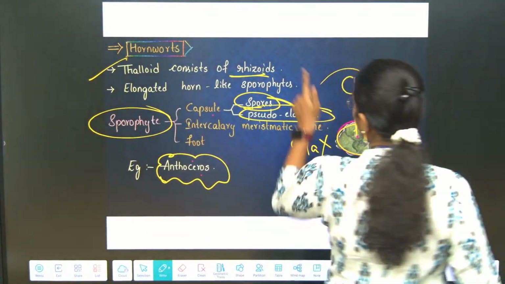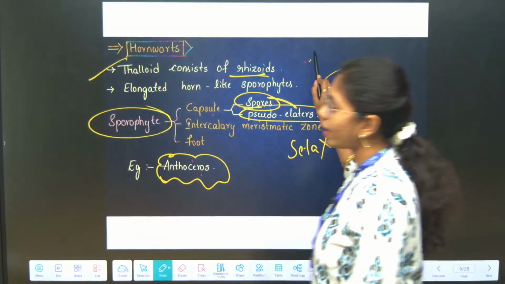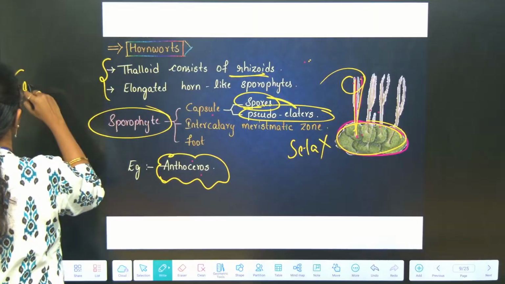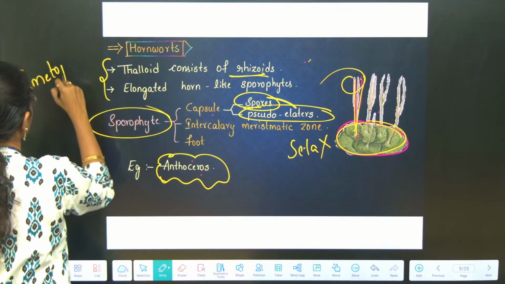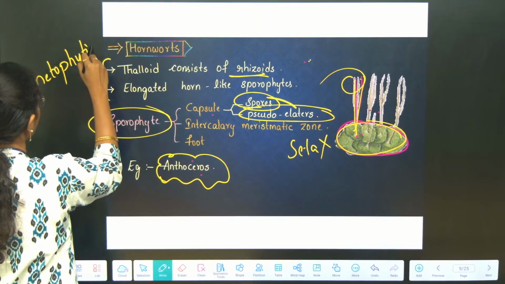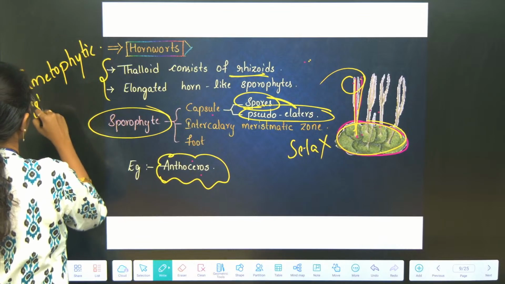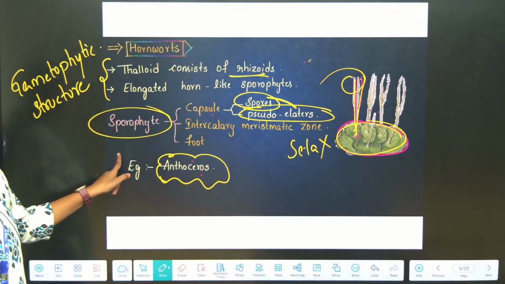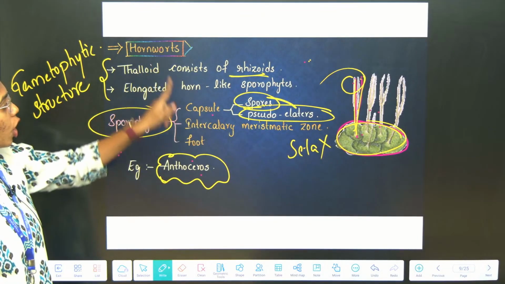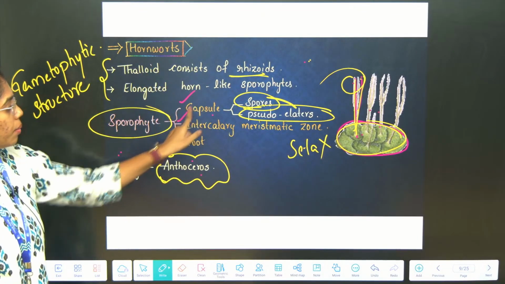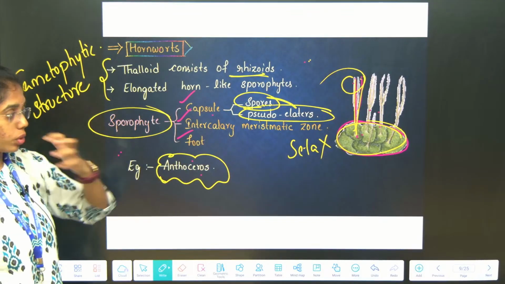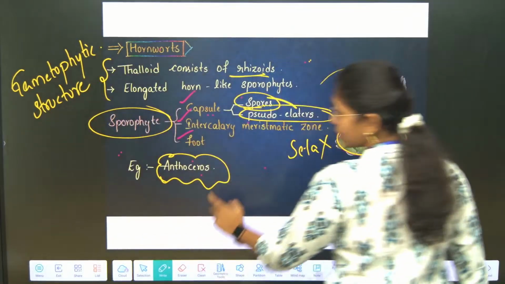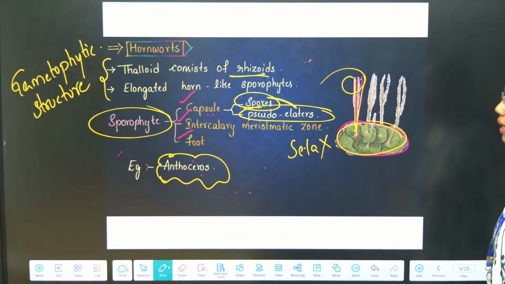Anthocerotopsida includes what? Hornworts. What is the gametophytic structure? This is the gametophytic structure. Over the gametophytic structure, the sporophytic structure will form. Sporophyte in hornworts will just have capsule, meristematic zone and foot. Seta is absent. Capsule again has spores and pseudoelaters. Example is Anthoceros. Clear, right?